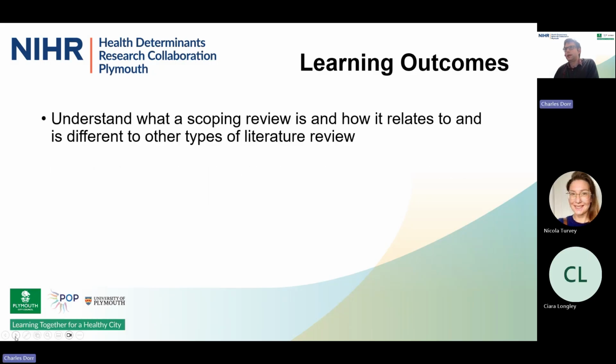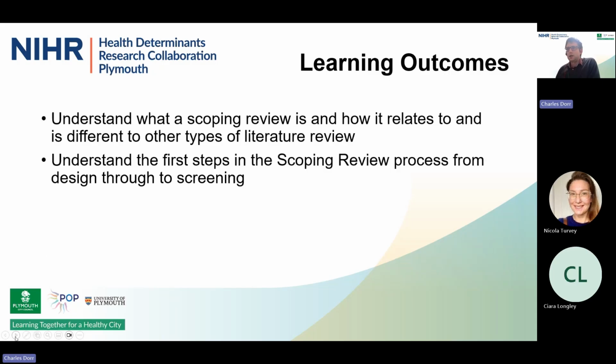Okay, so here are the learning outcomes. First of all, we want to cover understanding what a scoping review is and how it relates to and is different to other types of literature review. As soon as you get into the world of literature reviews and evidence reviews, you come up with lots of different terms, so it'd be good to cover a few of them today.